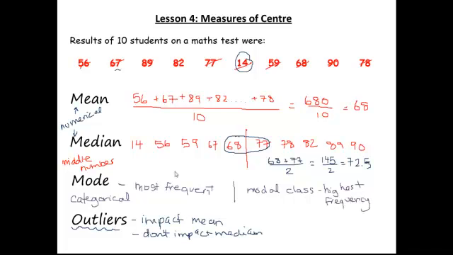Okay, so those are our 3 measures of center, the mean, median, and mode. And now we're going to look at how we can do some calculations with our CAS calculator.